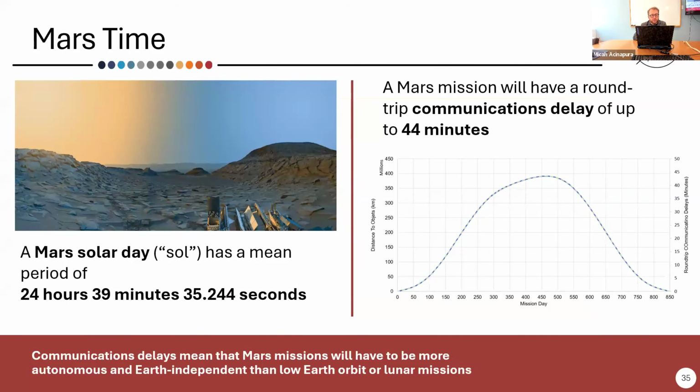To give you a sense of what Mars is like, the solar day is called a sol. It's a little bit longer than a day here on Earth, 24 hours, 39 minutes, and a little bit. The Mars mission is going to have a round trip communication delay of up to 44 minutes for a signal to go and back. So we really are going to be autonomous in many ways. If you're orbiting the space station or even on the moon, it's a 1 second delay to Earth. So 1 second versus 44 minutes are completely different paradigms. You really are on your own. So you need to design things in that mindset.